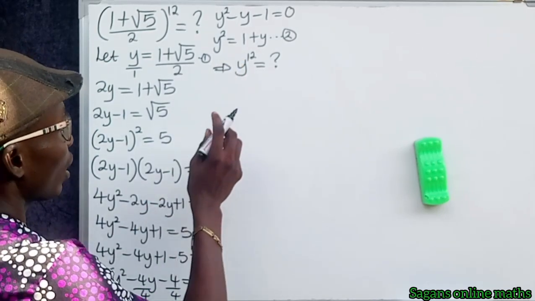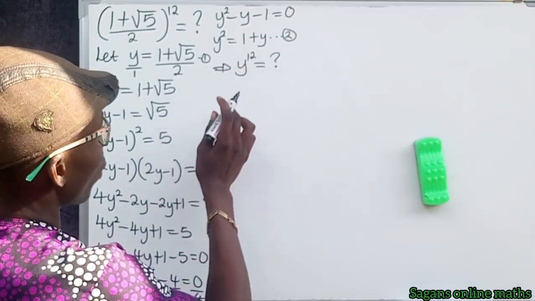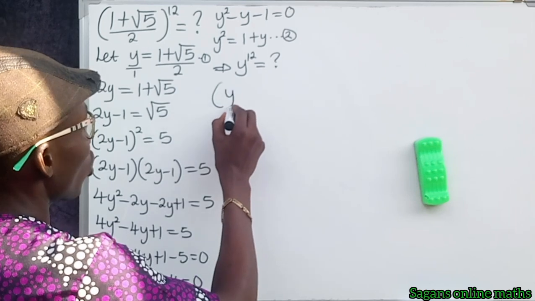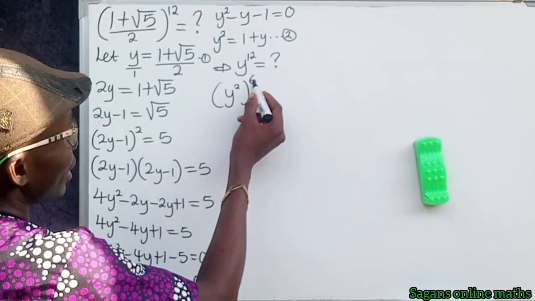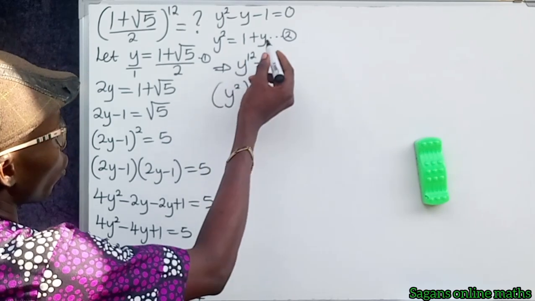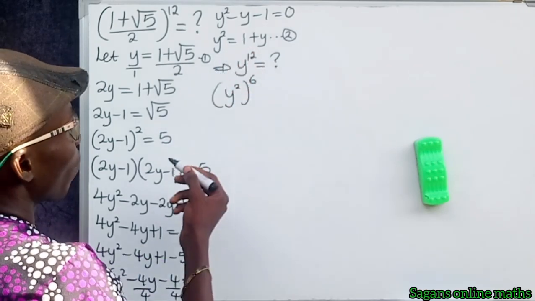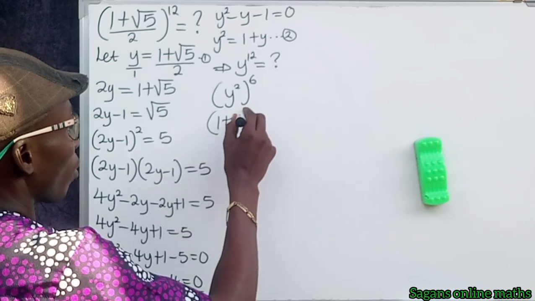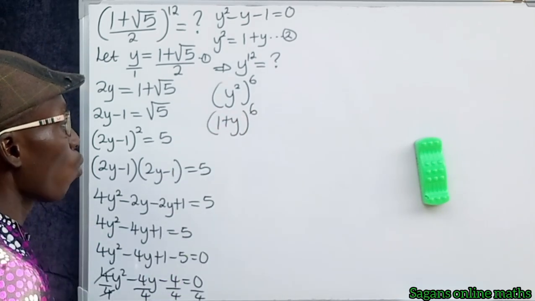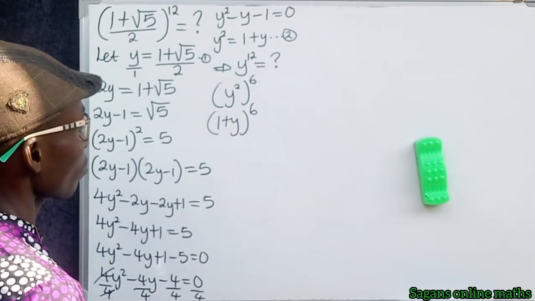Let's simplify this further. y to the power of 12 simply means (y²) to the power of 6, because 2 times 6 will give us 12. Remember that from equation 2, y² equals 1 plus y. So this is (1 + y) to the power of 6. Wow, this is amazing.